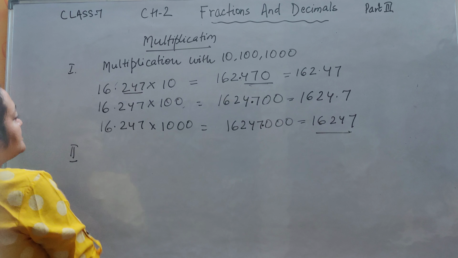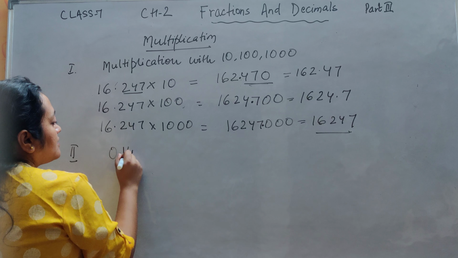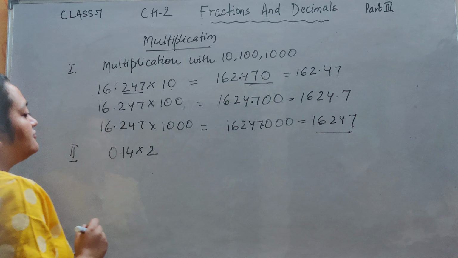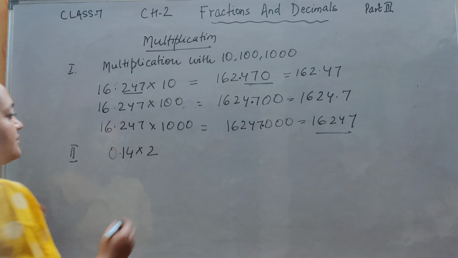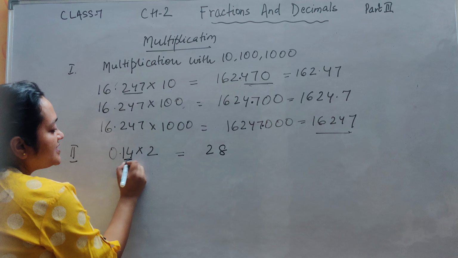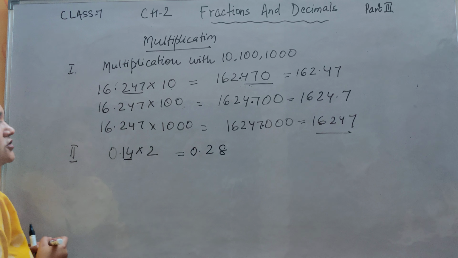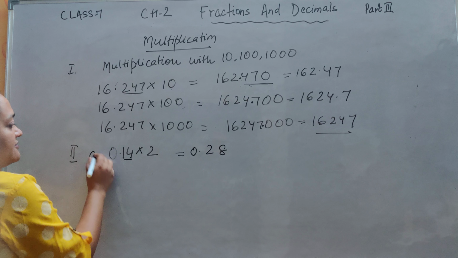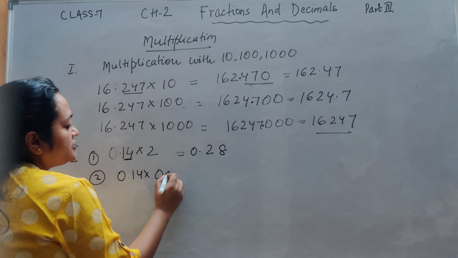Now let's see some more problems. What if I multiply 0.14 with 2? Then first you should multiply 14 with 2 and see what happens. 14 into 2 is 28 and the number of decimal places is 2. So it will be 0.28.